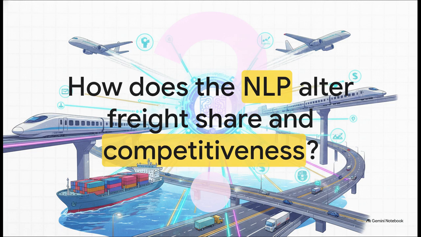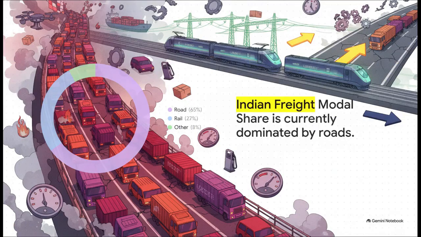Frame your answer around the cross-sectoral push to seamlessly integrate road, rail, air, and water transport. A great way to set the stage is by highlighting the current problem. Point out our overwhelming reliance on road transport. It's sitting at 65% right now, with rail lagging way behind at 27%. That imbalance is exactly what causes massive delays, crazy high fuel consumption, and just total inefficiency across the entire supply chain.